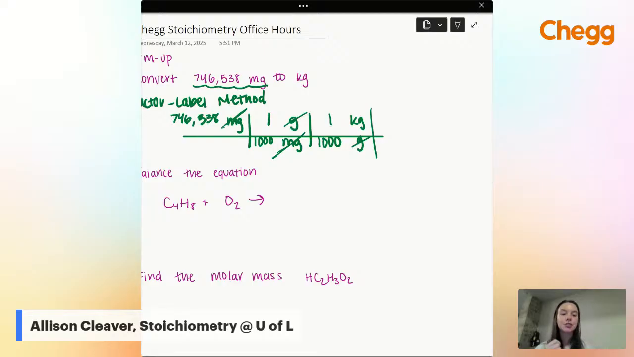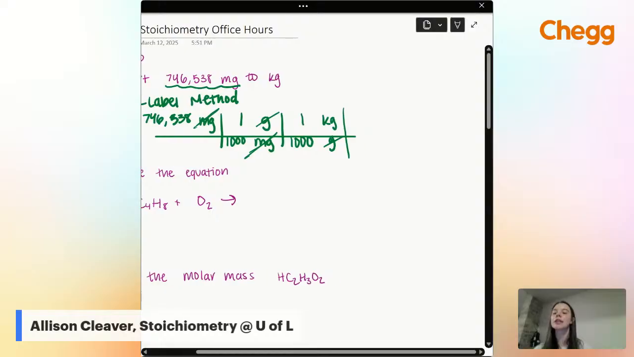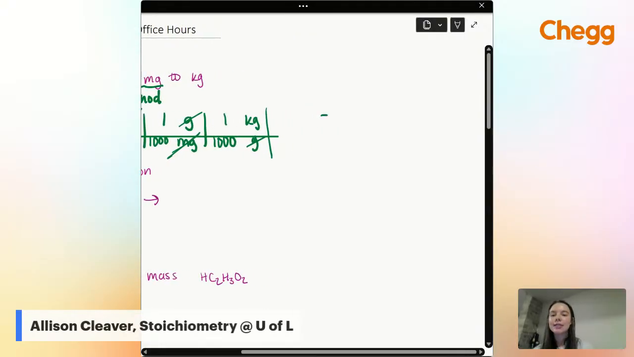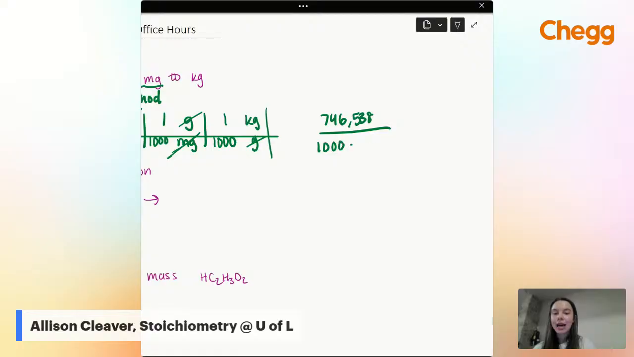John and Andrew, y'all did great. 1,000 grams and 1 kilogram is absolutely correct. So great job, guys. And so let's put this in our calculator. I'm going to write out exactly what I'm going to put in. I'm going to put 746,538 divided by 1,000 times 1,000.